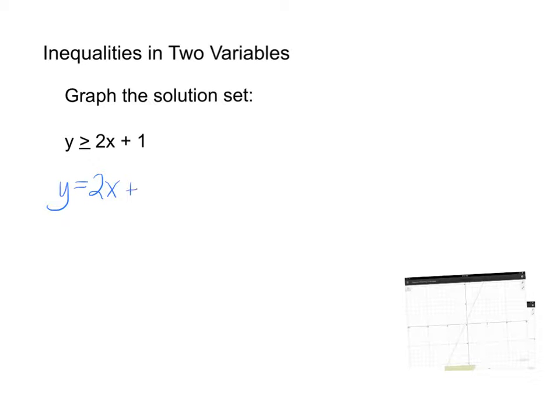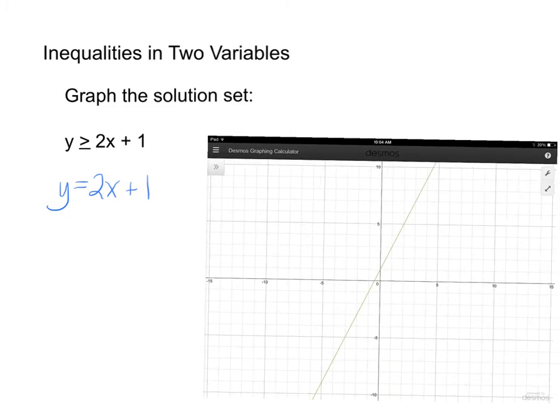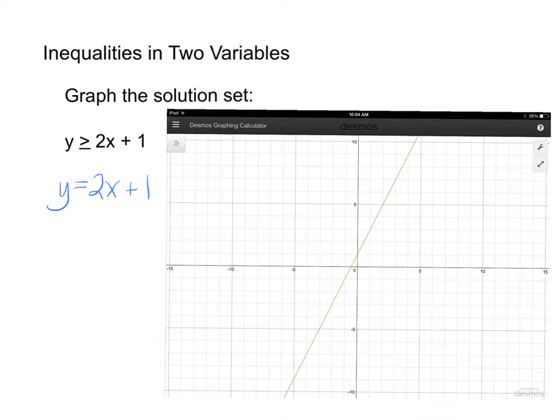Do you know how to graph that? Yeah. You could graph it on paper. The y-intercept is 1, the slope is 2, or you can graph it on your calculator. I'd like you to graph it on your calculator right now. Y equals 2x plus 1. It should look like this line.